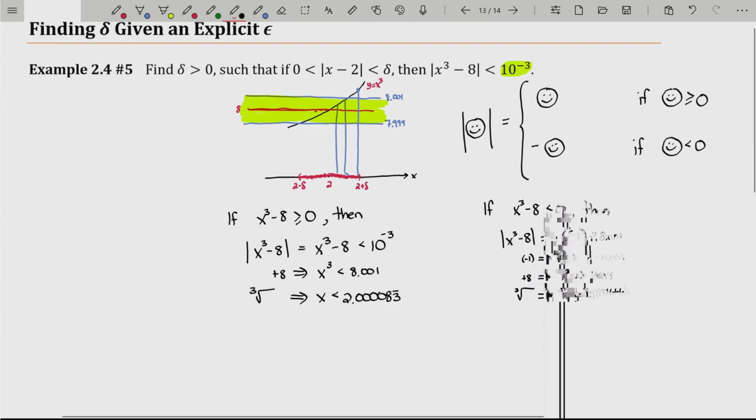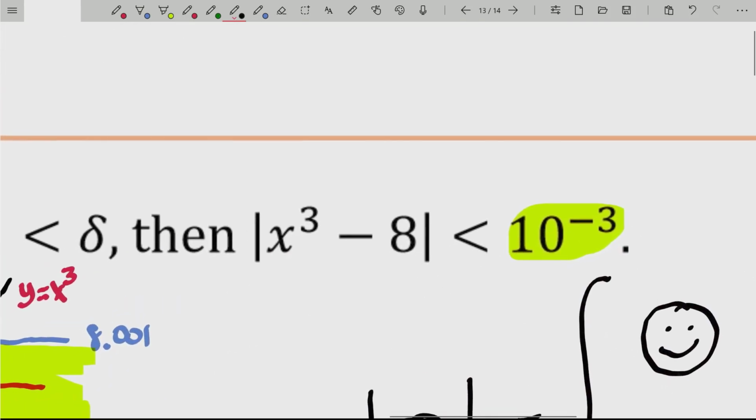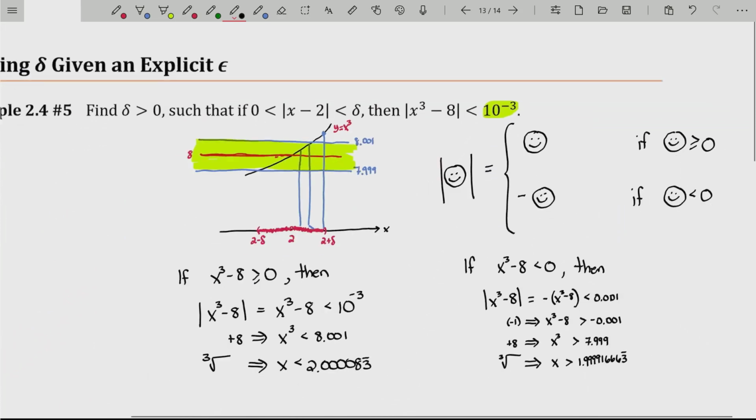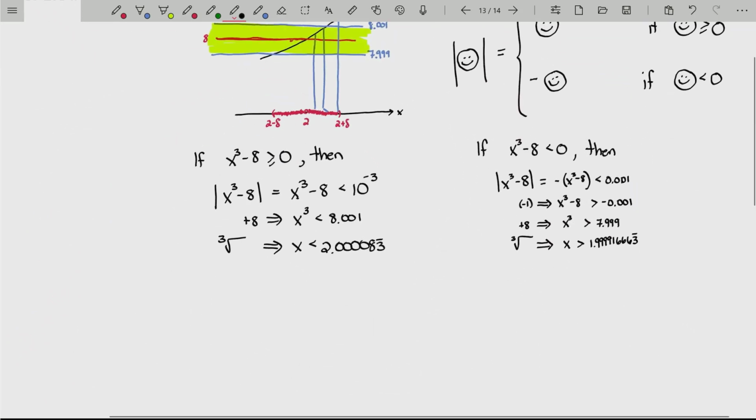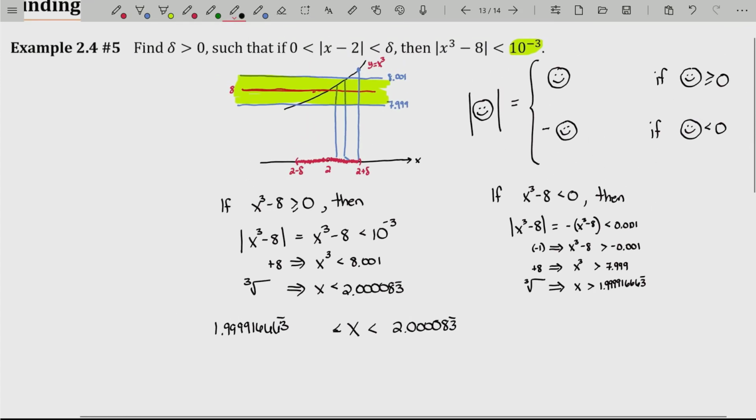And now I'm going to zoom out, and you could see that for x cubed minus 8 to be less than 10 to the negative third, our requirements on x are that x be between 1.999916663 on forever likely, but that's what x has to be greater than. At the same time, it has to be less than 2.0000083 on forever.